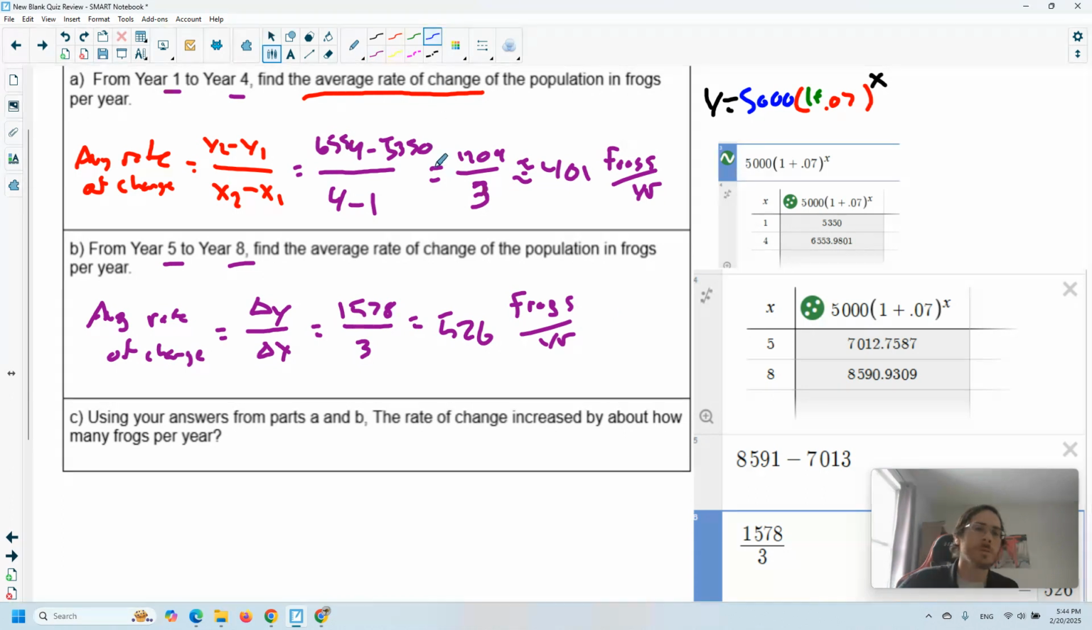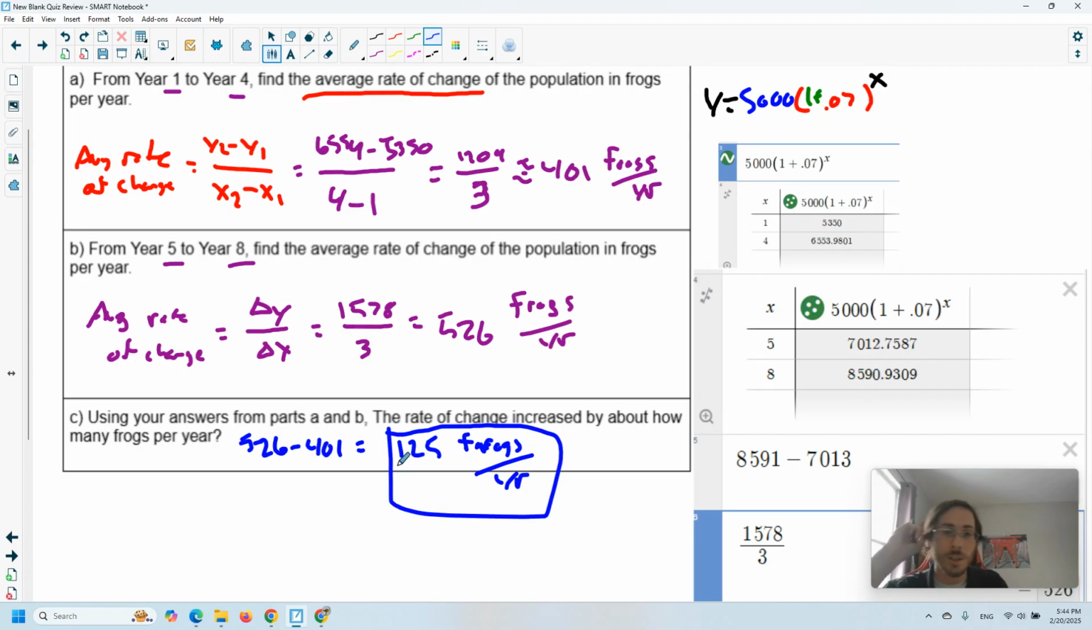And then for part C, we have to find out how much we increase by. So we're going to do 526 minus 401 for 125 frogs per year. And that's how much our rate of change is changing. So that's kind of interesting. We kind of get like an acceleration almost. But we're changing by an extra 125 frogs per year. So again, from year 1 to year 4, we're gaining 401 frogs every year, 5 to 8 on average, 526 per year. So we're gaining more frogs later than we were from years 1 to 4.